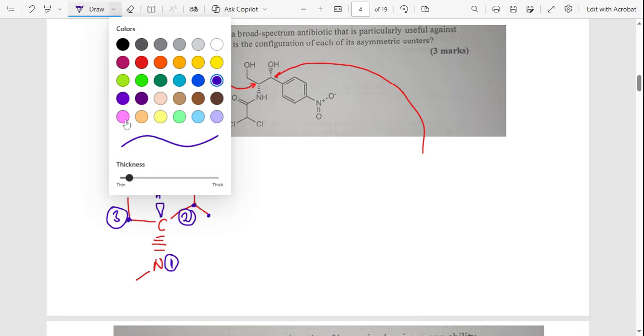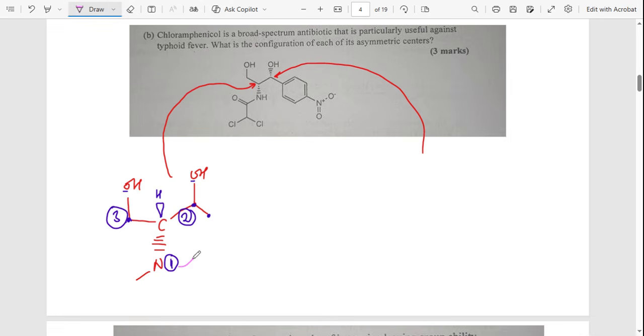Now count from 1 to 2 to 3. That's supposed to be the configuration. But now because in this molecule the fourth group, which is the hydrogen, is actually at the back, swap the configuration. This was supposed to be S, so this is going to be R configuration. And then for the other carbon here, you have got a carbon. On top, there is an OH. And then this side, there is a ring.